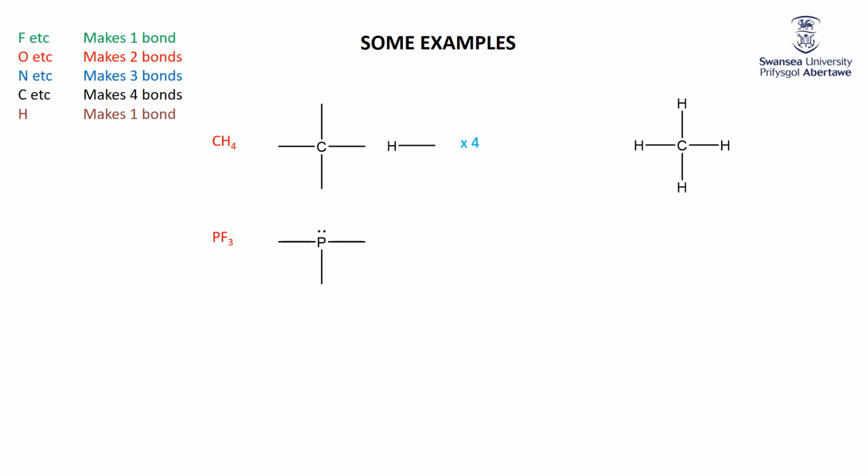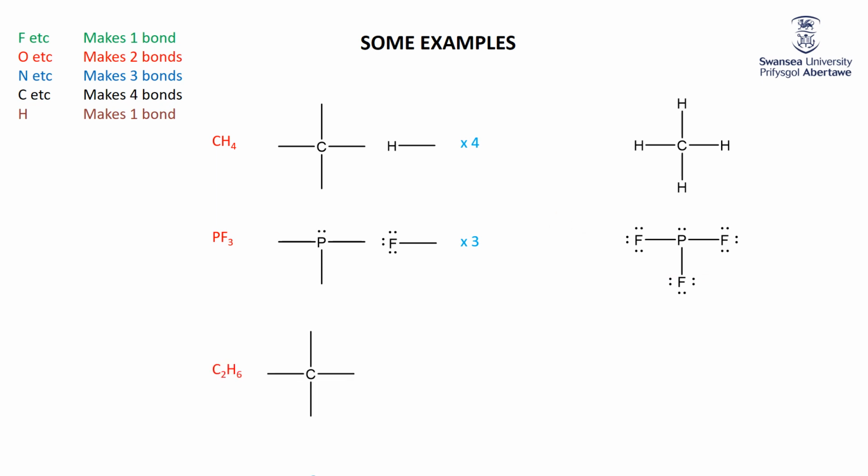PF3. Phosphorus is like nitrogen, it has 5 valence electrons, so 3 bonds, 1 lone pair. Fluorine like chlorine, 3 lone pairs and a bond. So we have 3 fluorines, each of which wants to make 1 bond, 1 phosphorus, which wants to make 3 bonds. Obviously the phosphorus with its 3 bonds, a fluorine on the end of each one.